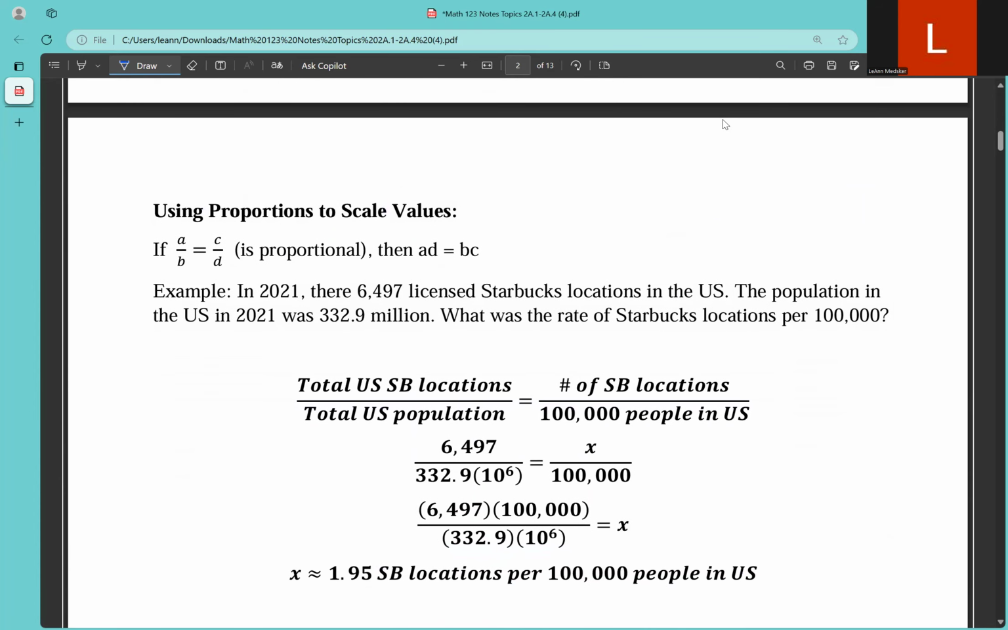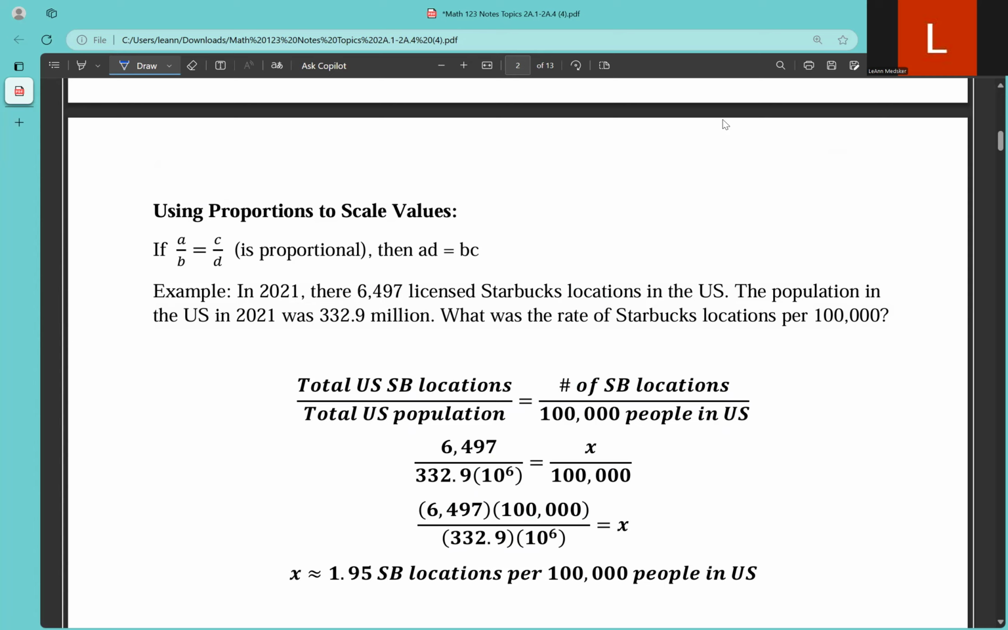Okay, well, now we're on the back side. This is just using more of our proportions that we learned about in class. Proportion, remember, is A over B equals C over D, and then you can cross multiply and solve. So notice this one says in 2021, there were 6,497 licensed Starbucks locations in the US. The population in the US in that same time was 332.9 million. What was the rate of Starbucks locations per 100,000? So we're scaling down. We know how many Starbucks there are for all of the US population. We want to kind of imagine what if we had a town or a city of 100,000 people, roughly, how many Starbucks would be there?